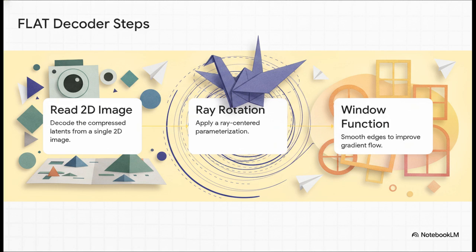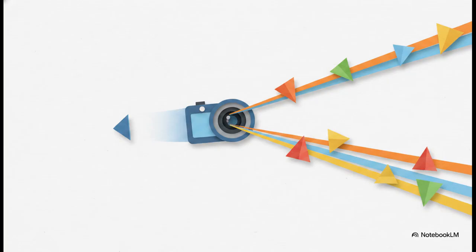Step 1, read the 2D image. Step 2, apply a ray-centered rotation. And step 3, use a product window function. Let's break down exactly why steps 2 and 3 are the absolute secret sauce that makes this whole origami machine function. So step 2 is ray-centered rotation.